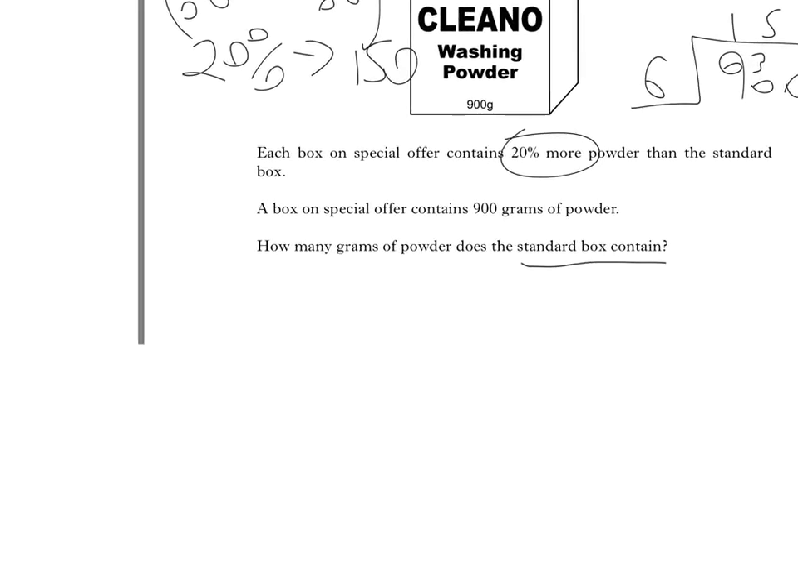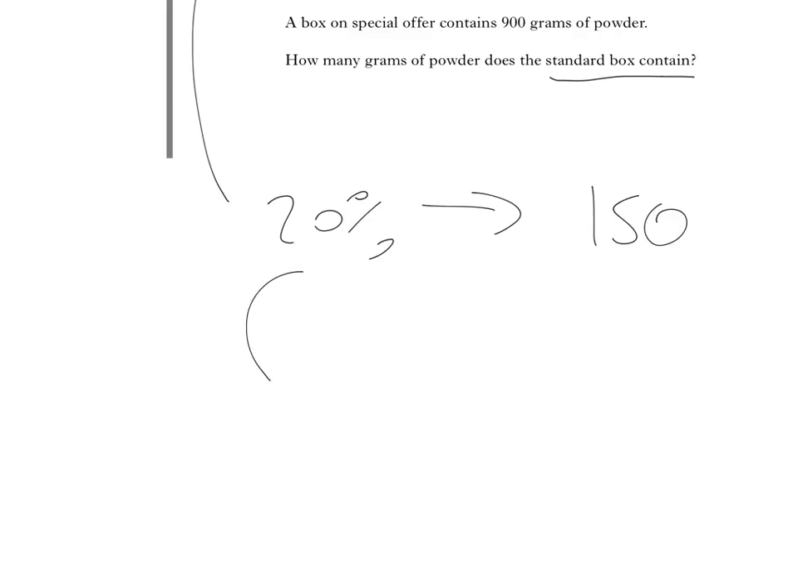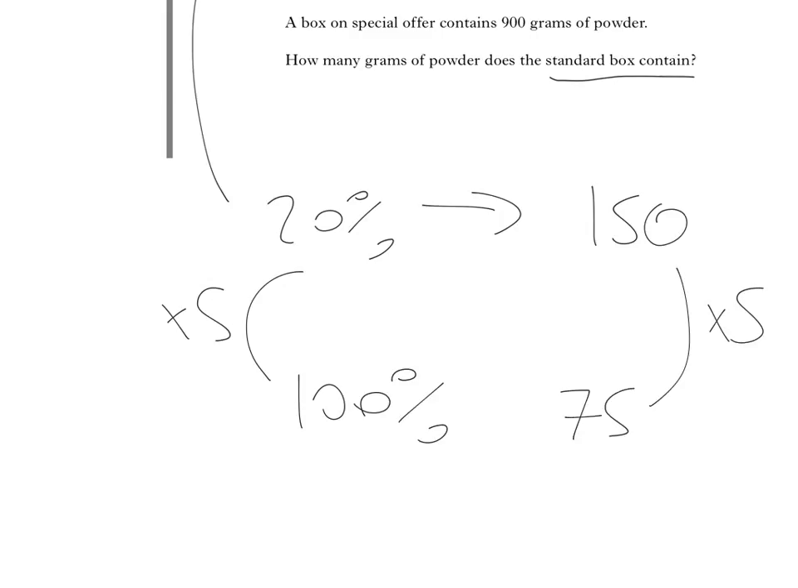So I want to work myself from there up to 100%, which is going to be the standard box. So 20 up to 100 is a multiplication of 5, and just do the exact same on the other side, and if you take your time with that one, 150 times 5, 750 grams. Without a calculator, let's answer the question.